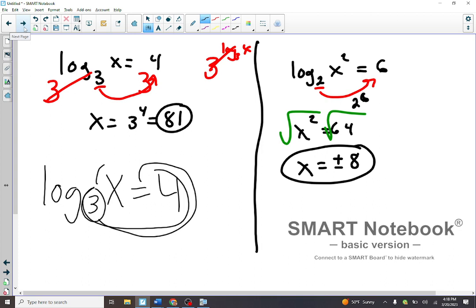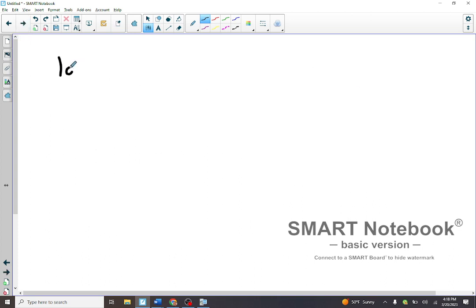Okay, next one. Log x plus log of x minus 3 equals log 40.